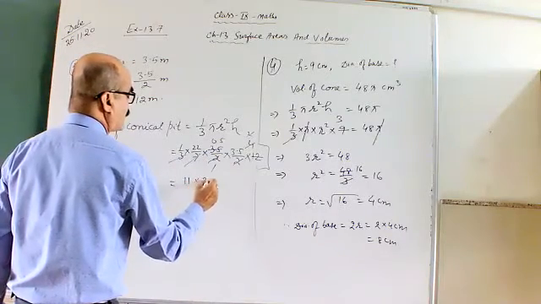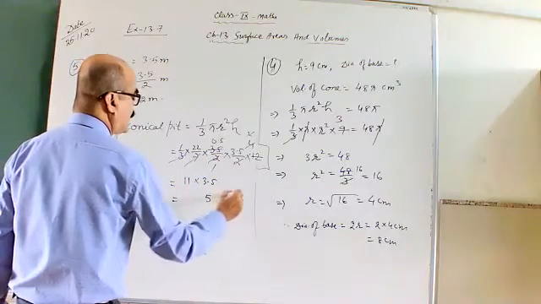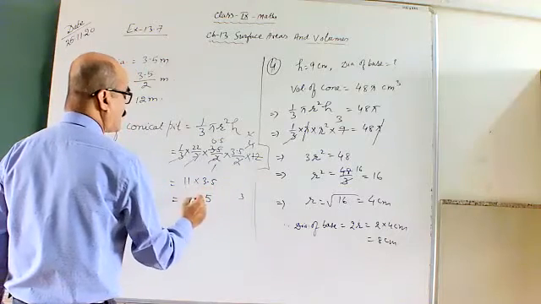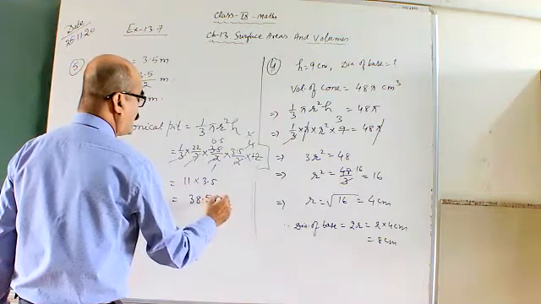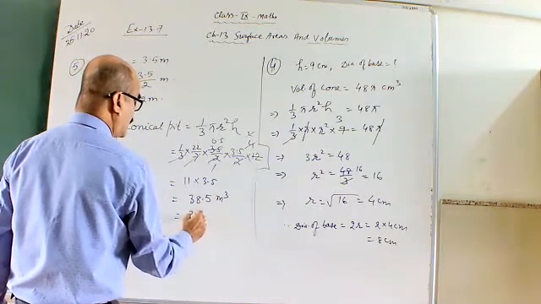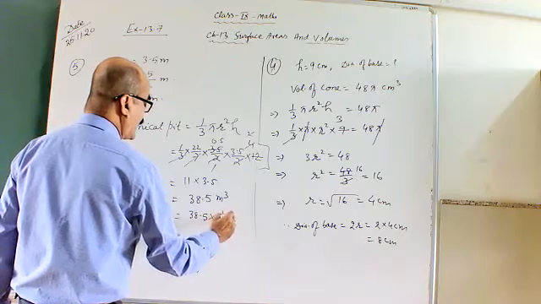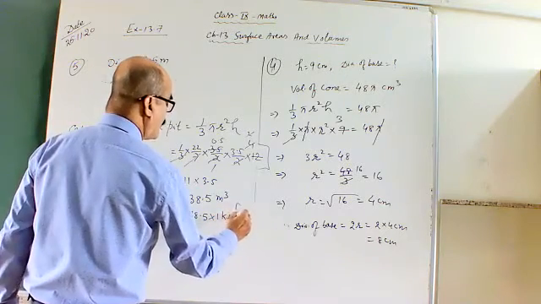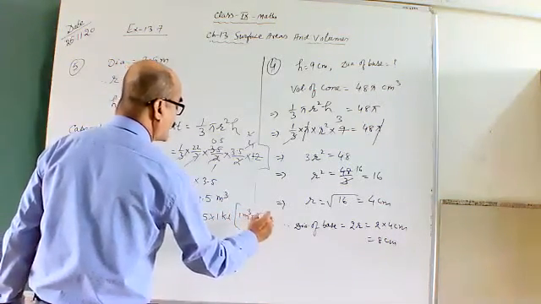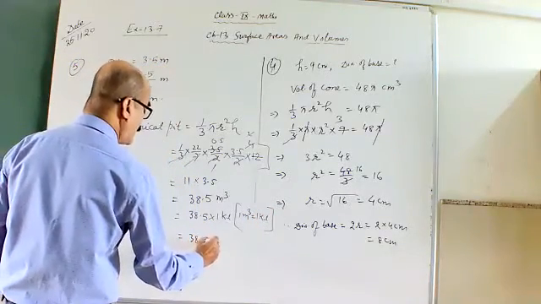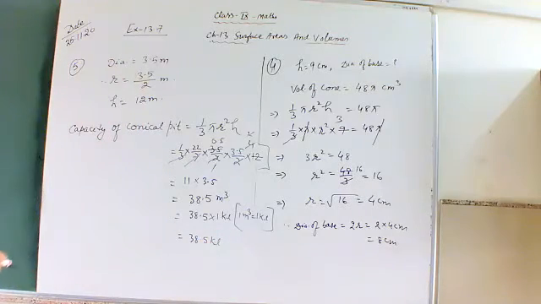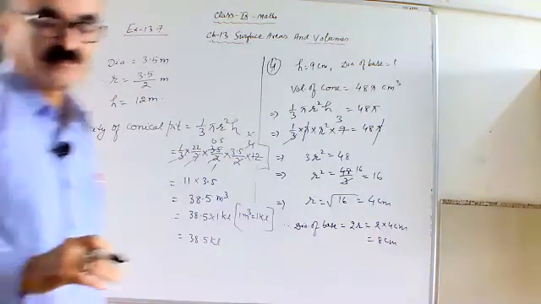Okay, into 3.5. So 35 ones are 35, 35 and 3, 38.5 meter cube, and that will be equal to 38.5 into 1 kiloliter. Why? Since 1 meter cube is equal to 1 kiloliter, right? So this will be equal to 38.5 kiloliter. So the capacity of the conical pit will be equal to 38.5 kiloliter. Clear? Please note down.